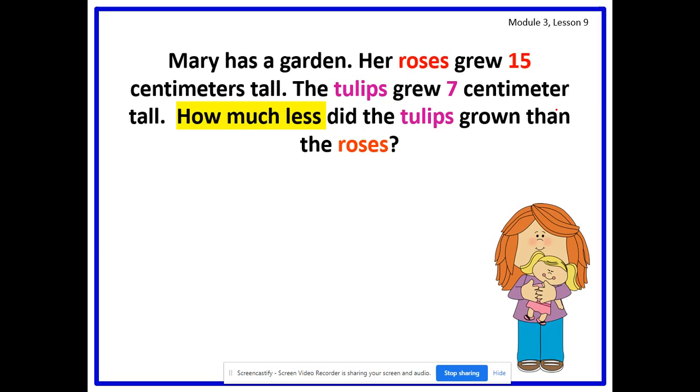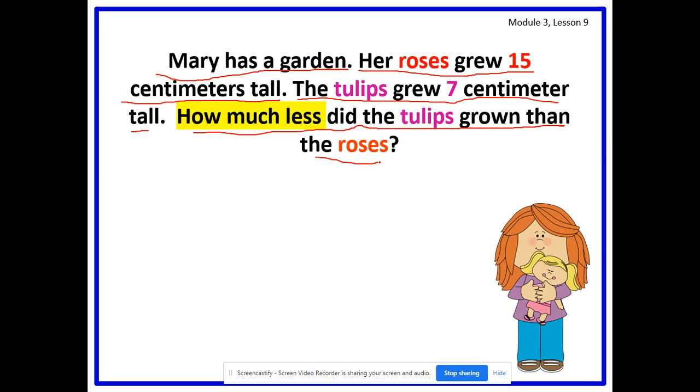Now, let's do one more problem. Listen. Mary has a garden. Her roses grew 15 centimeters tall. The tulips grew 7 centimeters tall. How much less did the tulips grow than the roses?